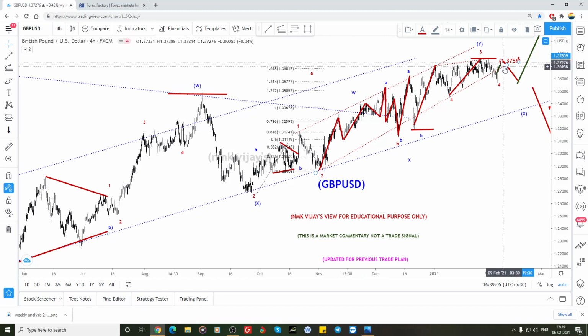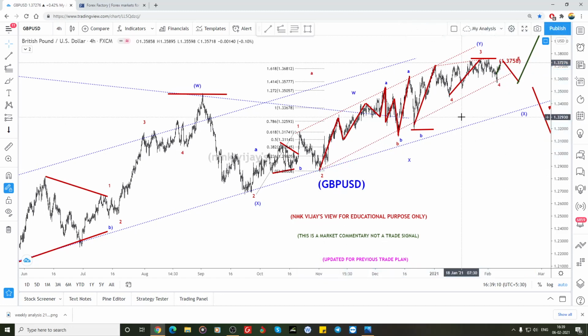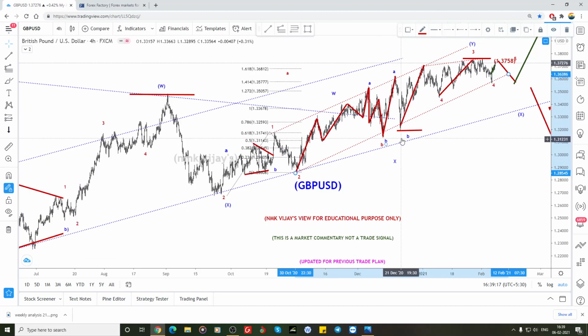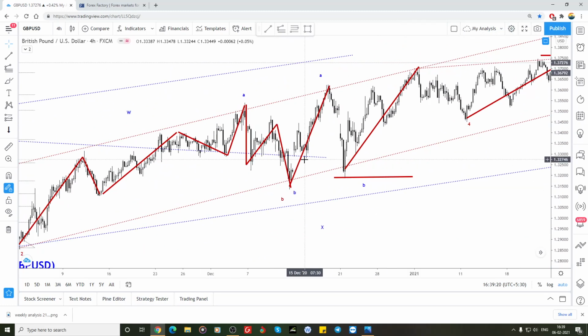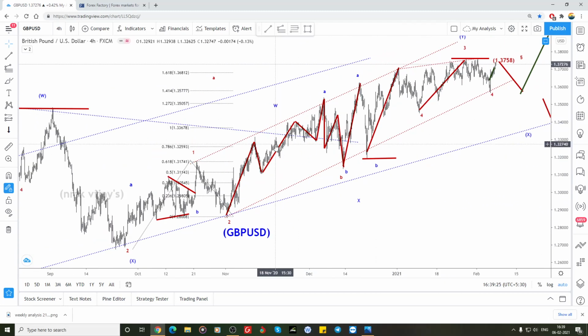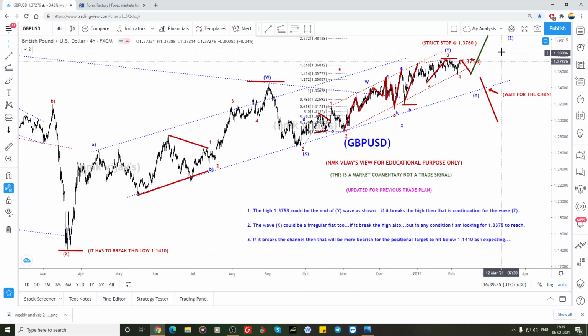So now it has become a channel, a perfect channel here, right? Here also it failed, and immediately it bounced back. Here also same thing, and here also same. So this wedge has become a channel. You need to understand that. So now my view is it has to reach at least 1.3850 to 1.4 or 1.42 maybe.